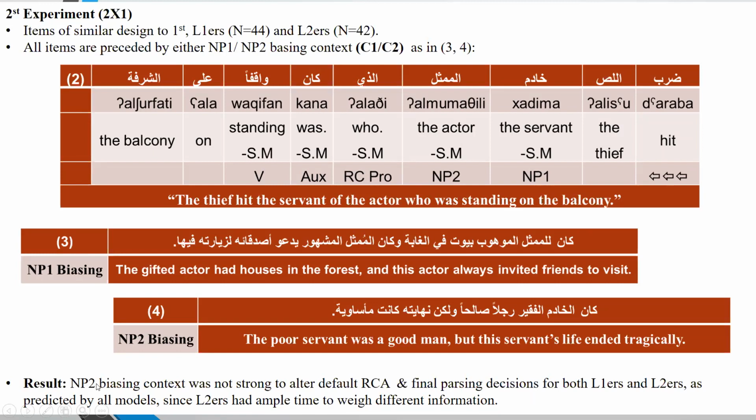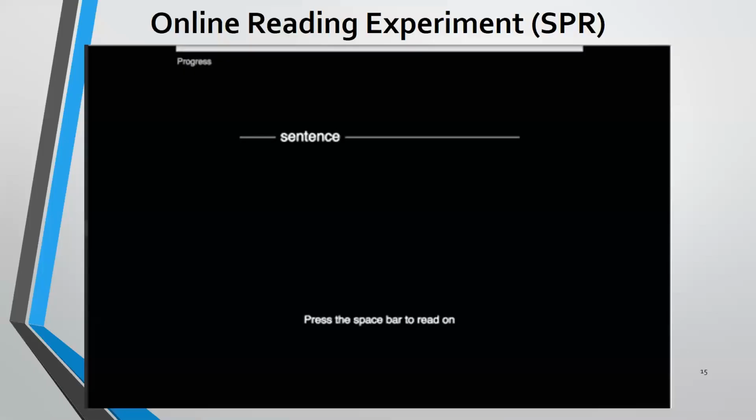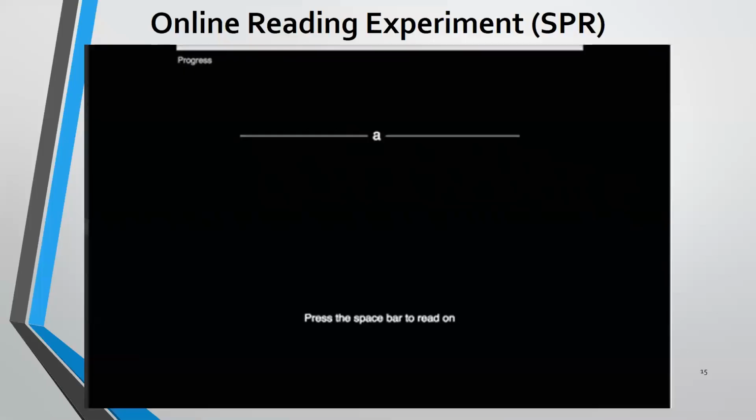So after that, we've done SPR experiments, and SPR, or self-paced reading, is where you are shown a sentence word by word, and you progress by pressing the space bar. And each time you press the space bar, the computer records or logs in the time that you have taken in milliseconds.